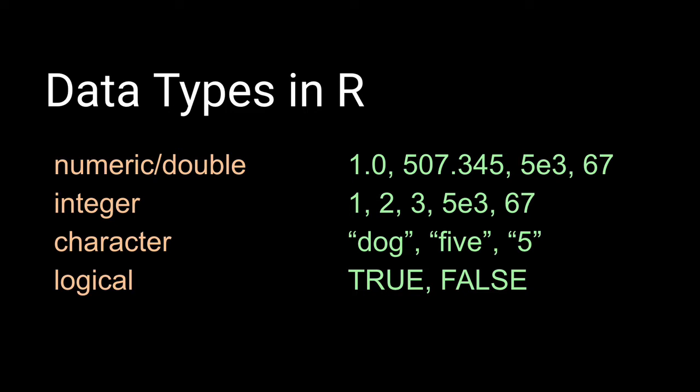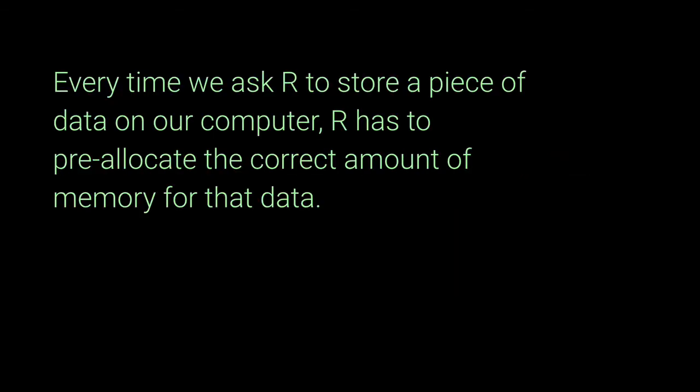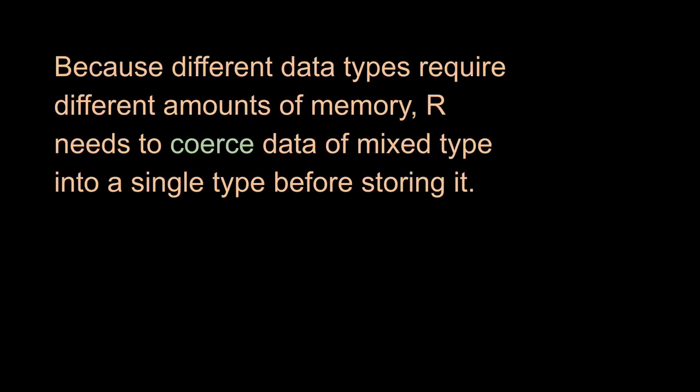Okay, so we're talking about these common data types because your computer cares about them when you're trying to store them in memory, and R works in memory. So every time we ask R to store a piece of data on our computer, R is pre-allocating the correct amount of storage or memory for that data before you save it. In order to do that, it needs to know exactly how much space to pre-allocate, and how much space to pre-allocate depends on the type of data and the amount of data that you're trying to store.